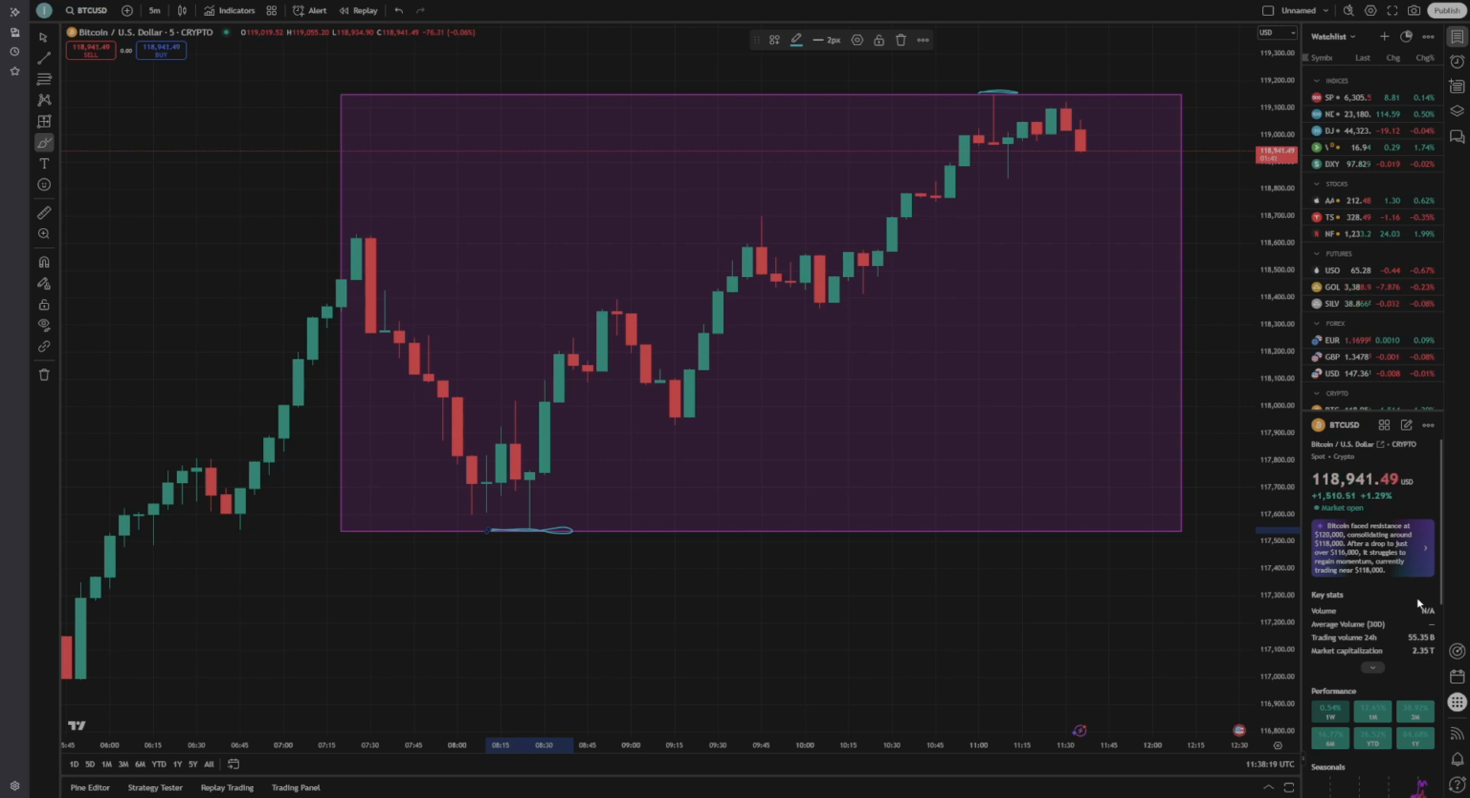Now let's talk about something critical. Something that separates reactive trading from smart trading. Let's talk about breakouts. When price approaches the edge of the box, either the top or the bottom, something important is about to happen.